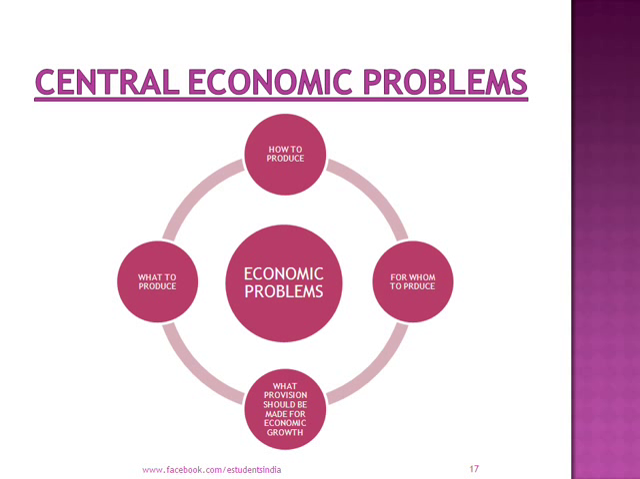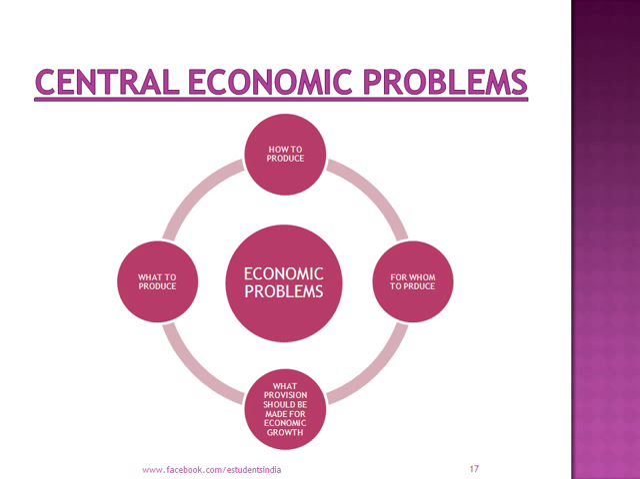The central economic problems are what to produce, how to produce, for whom to produce, and what provision should be made for economic growth. What to produce: the society has to decide which goods and in what quantities are to be produced. How to produce? There are various alternative techniques of producing a commodity. The society has to choose among them.